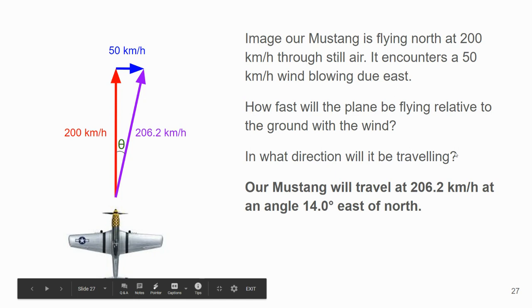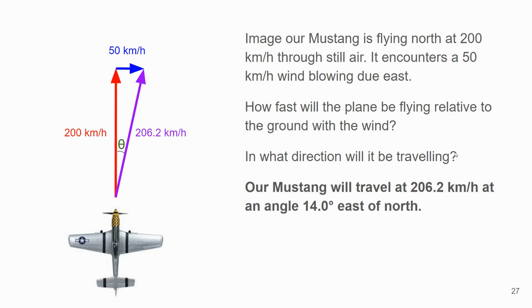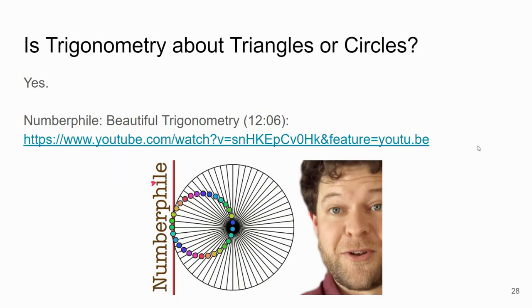So what does this mean? This means that our Mustang with this due east wind ends up going 206.2 kilometers per hour at an angle of 14 degrees east of north. So start off going due north and then go 14 degrees towards the east. And that is how fast your Mustang goes.